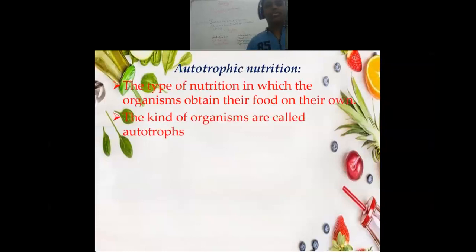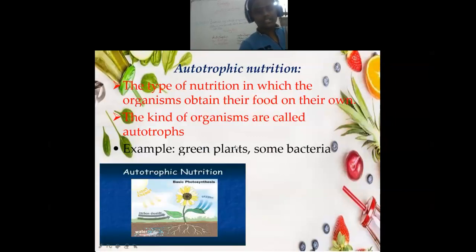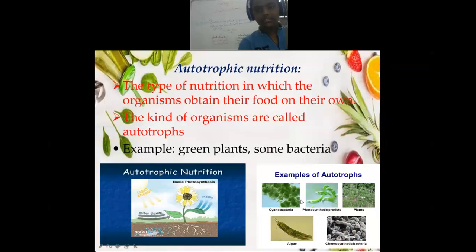So, what is autotrophic nutrition? It's a type of nutrition in which the organism obtains food on its own. These kinds of organisms are called autotrophic organisms or autotrophs, and the process is called autotrophic nutrition. Some examples of autotrophs are green plants and some bacteria: cyanobacteria, photosynthetic protists, plants, algae, and other bacteria.